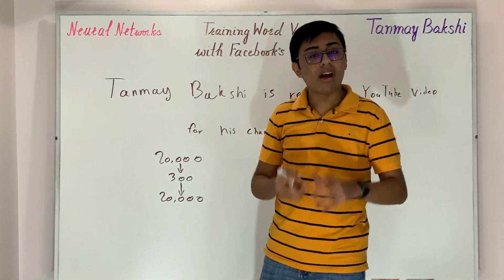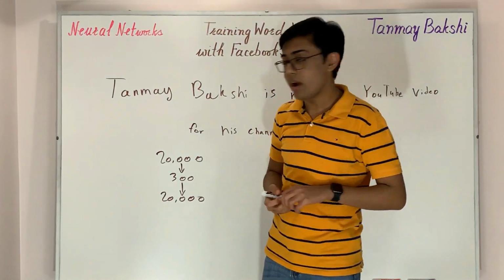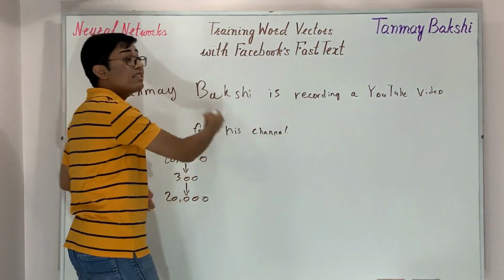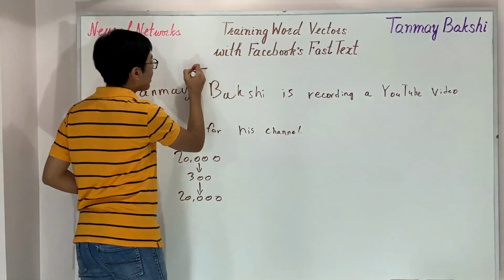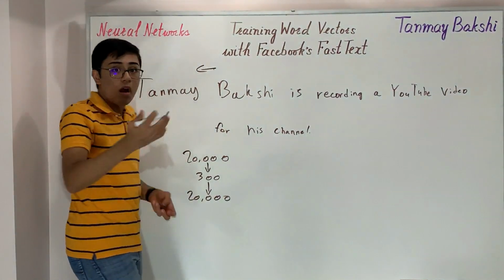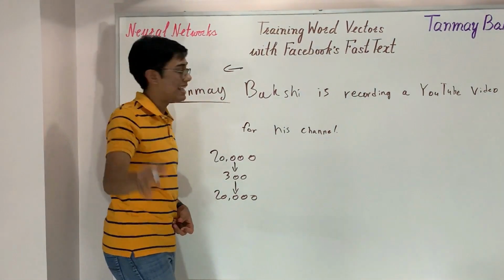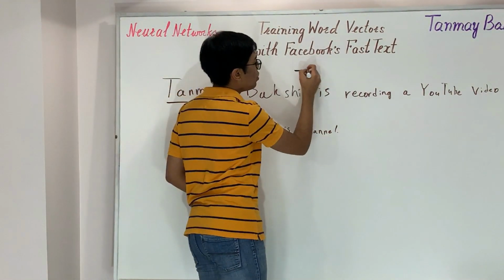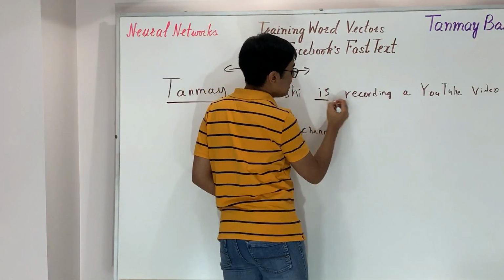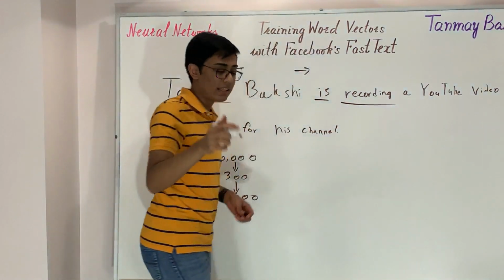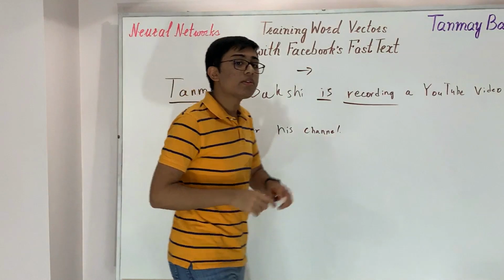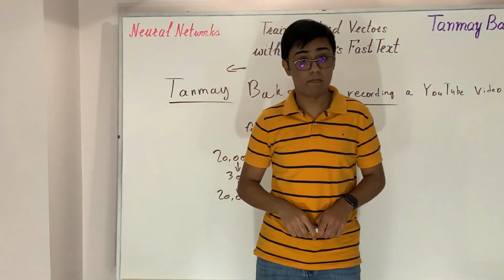Let's just say our context window size is 2, all right? And again, our word here is backsheet. Now let's go back 2 words. Of course, there are no 2 words, it's just 1 word. So we take a look at Tanmay, and we highlight that. Now let's look ahead 2 words. What are the 2 words? There's "is" and there's "recording", all right? We highlight those words.